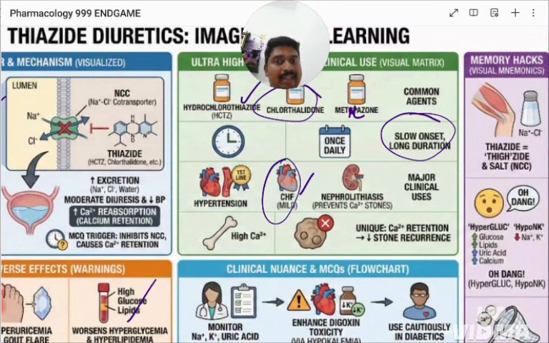It is used in mild CHF. In severe CHF, we use loop diuretics. It is used in nephrolithiasis, because in nephrolithiasis, what happens? Calcium is excreted into the tubules, and this excess calcium causes kidney stones. So what we do is we give a drug which increases calcium reabsorption. So that is thiazide diuretics.